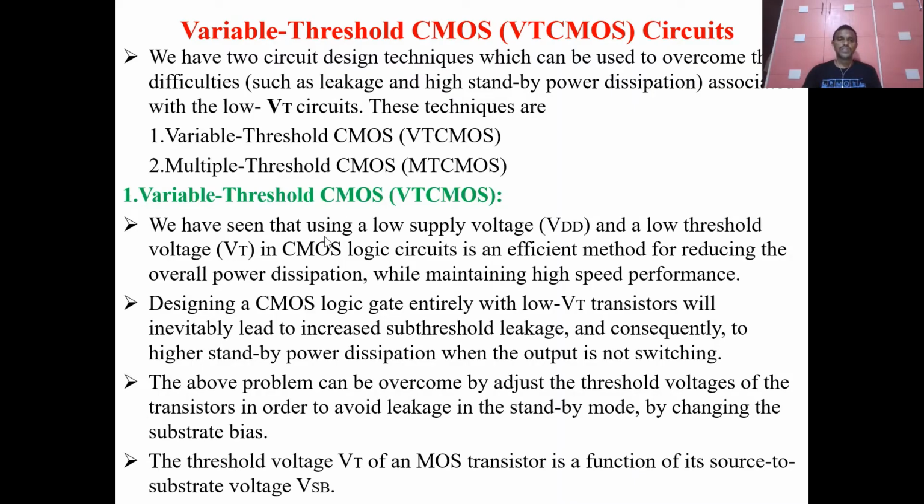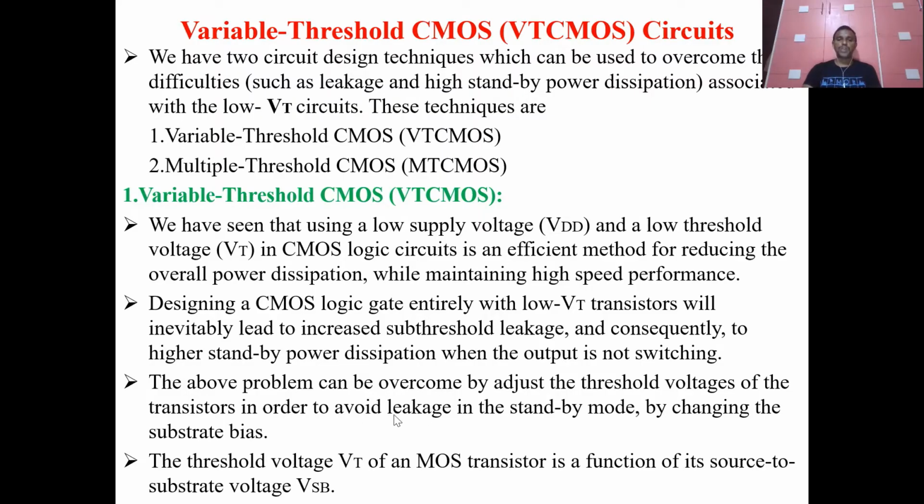We have seen that using a low supply voltage and a low threshold voltage in a CMOS logic circuit is an efficient method for reducing the overall power dissipation while maintaining high speed performance. But designing a CMOS logic gate entirely with low threshold voltage transistors will inevitably lead to increased subthreshold leakage, and consequently to higher standby power dissipation when the output is not switching. That's what we discussed in the previous classes, in the subthreshold current discussion.